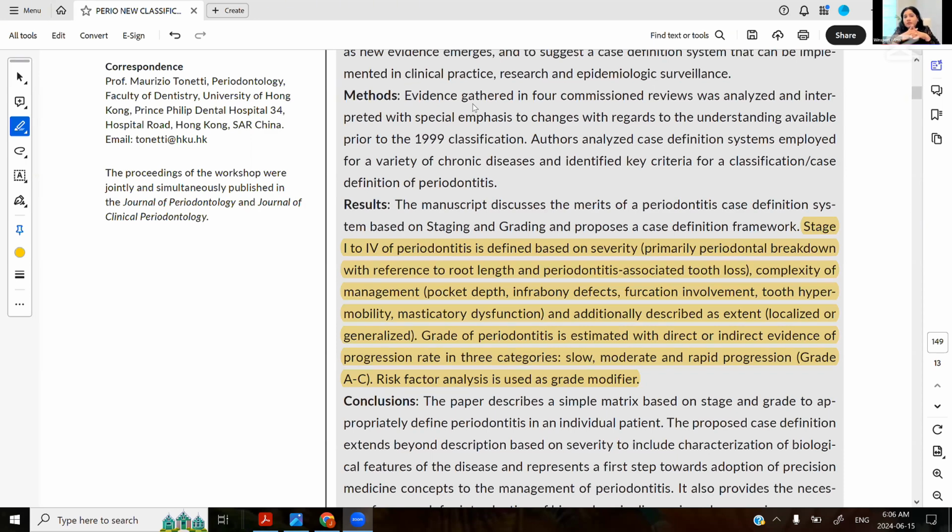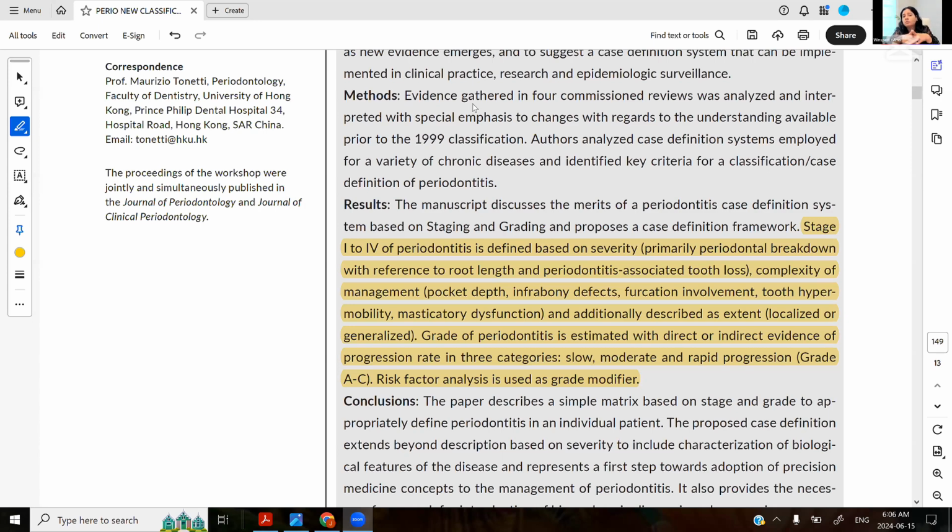Complexity factors which would affect how complex the treatment can get are how deep the pocket is, and whether there are any infrabony defects, vertical bone loss, then furcation involvement, tooth hypermobility, and masticatory dysfunction. It includes the ridge defects as well, also the drifting, the migration, pathological migration of the teeth.